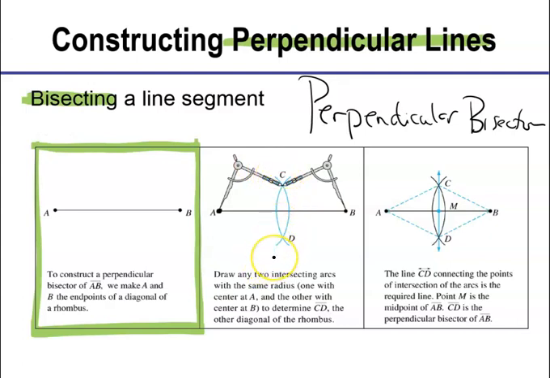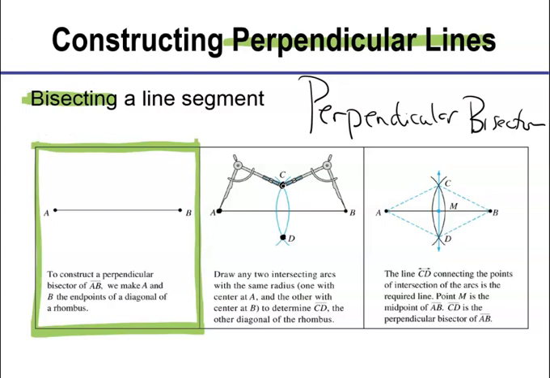Now, do not change the opening in the compass, and you take that point over to B and you strike another arc. Notice the intersection here and here. You connect points C and D, and that gives you your perpendicular bisector.